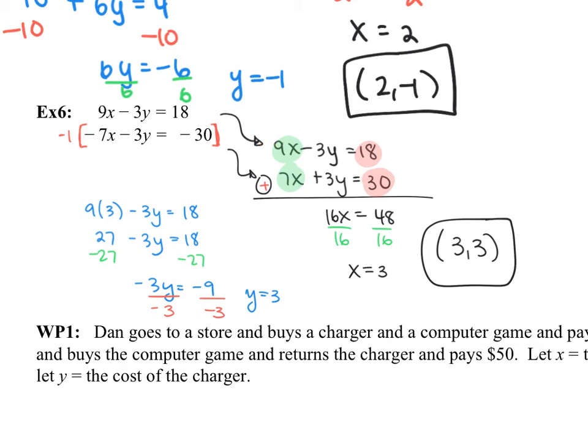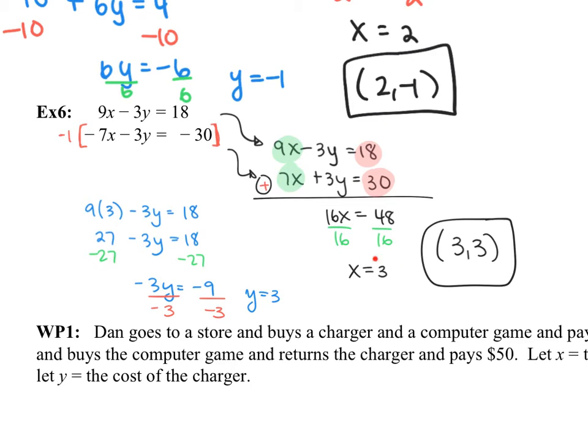So my top equation stayed the same, 9x minus 3y equals 18, and by multiplying everything by negative 1 in the bottom, it just changed the sign of every item. I'm then ready to add because negative 3y plus 3y would be 0. 9x plus 7x was 16x, and 18 plus 30 was 48. My equal sign came straight down.